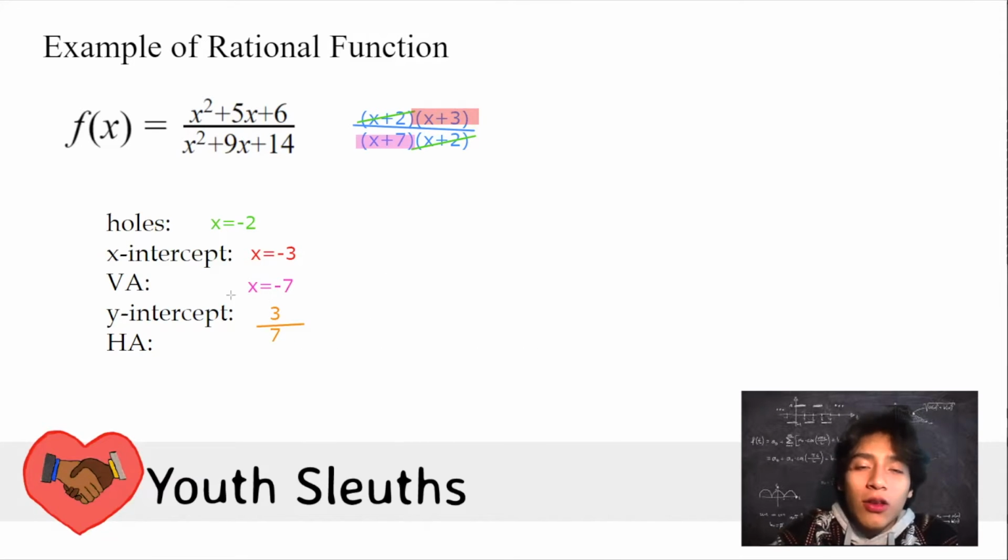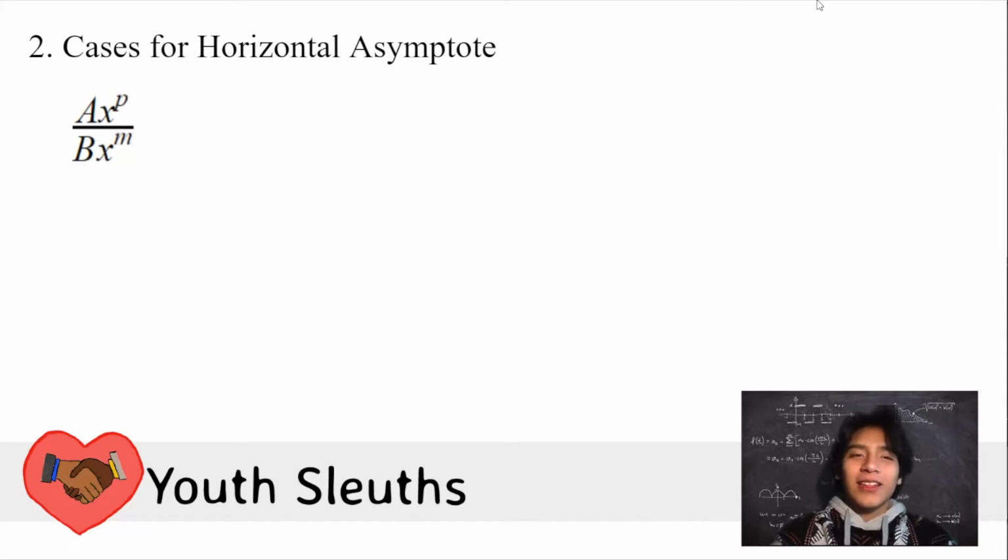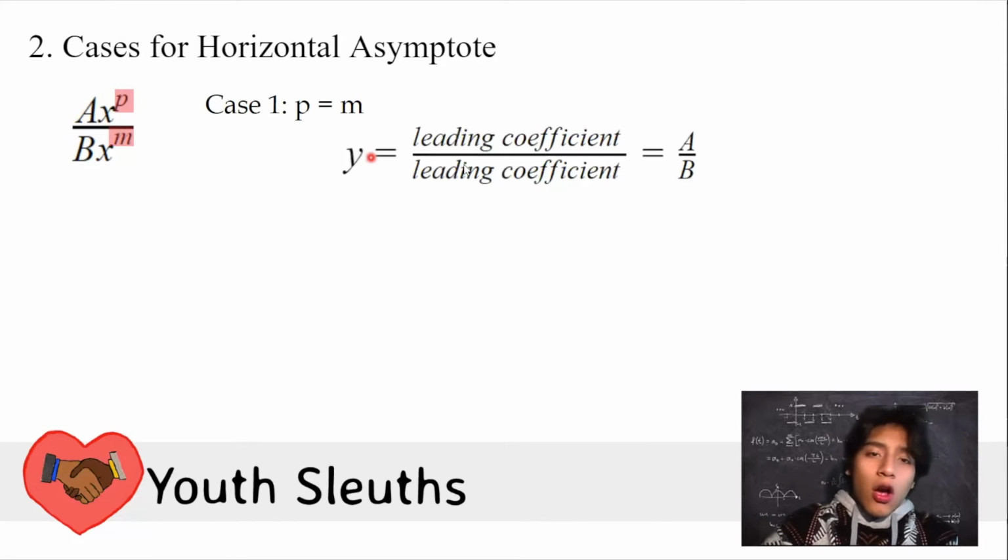Now, before we tackle the horizontal asymptote for this example, let's look at the 3 cases that the horizontal asymptote has. The cases for a horizontal asymptote are determined by the degree in the numerator and the degree in the denominator. Now, let's look at our first case, which is when P and M are the same. In this case, our horizontal asymptote is our leading coefficient in the numerator over our leading coefficient in the denominator, just like A over B in this example.